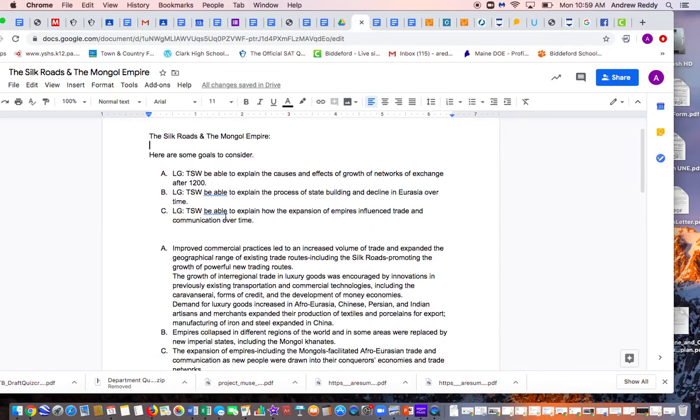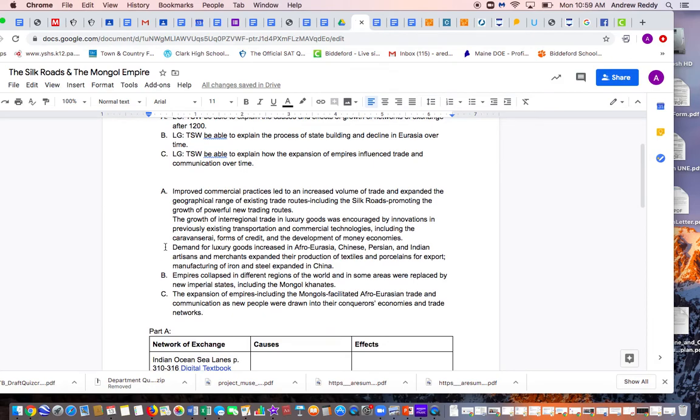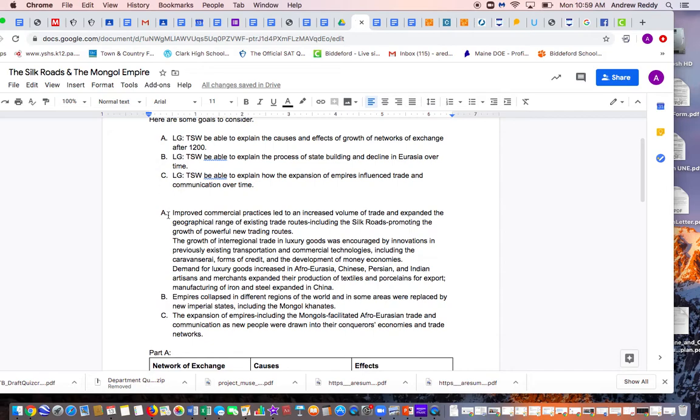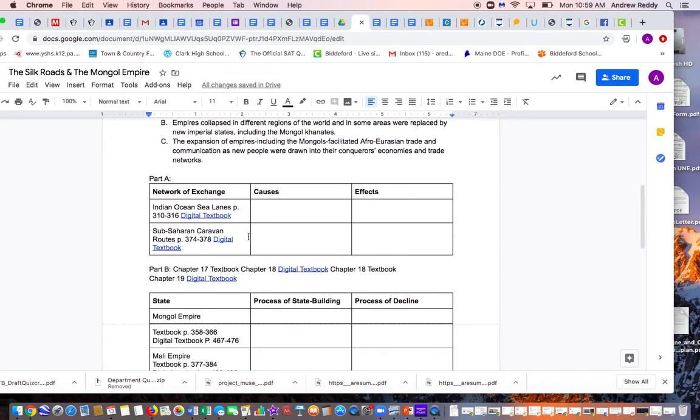We have three goals that we're going to be working on, goals A, B, and C. Here you have some additional information that links to the three goals up here. And then you have the work that you're being asked to do. Remember last class, or the last assignment, I told you that I had found a digital textbook in case you don't have your physical textbook. So for each assignment, there would be a list of the pages from the actual textbook and then the opportunity to use the digital textbook for each of these parts.